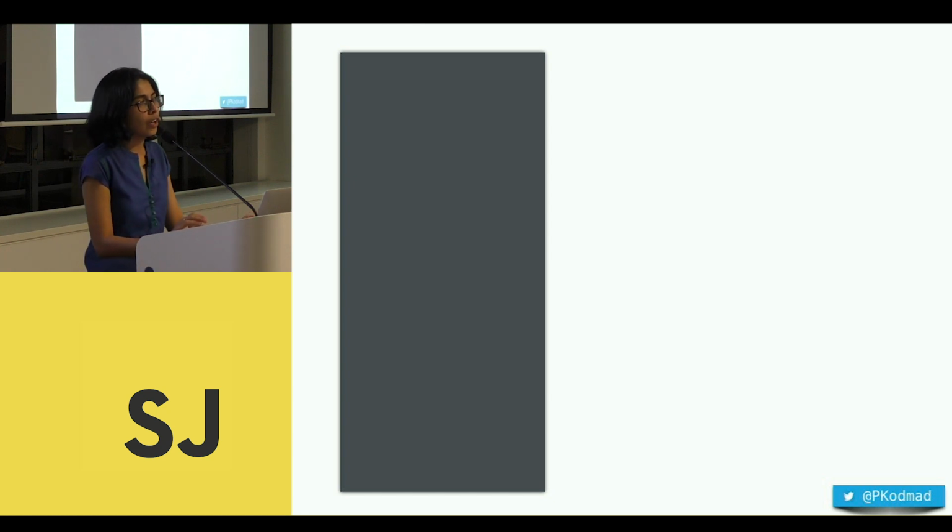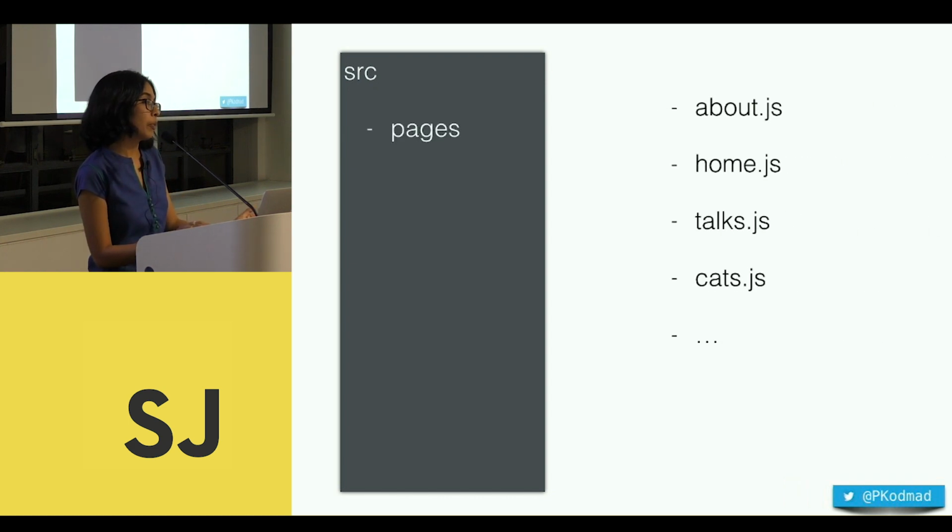So if you have your Gatsby starter installed and you have something set up, it will usually have a source folder. The source folder will have a pages folder inside it. This is conventional to Gatsby, that it will expect that there's a pages folder in your code base. Each of the JavaScript files inside the pages folder is converted into a page on your website. So you can have an about page, home page, talks page, cafe, whatever.